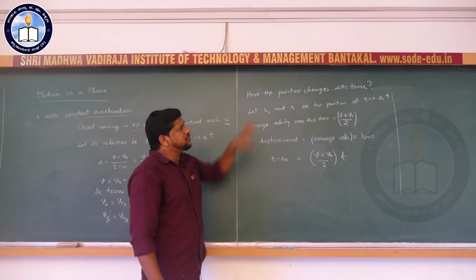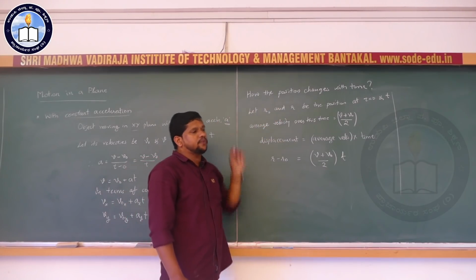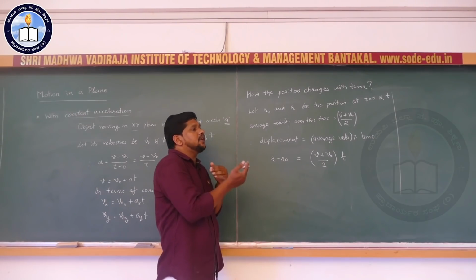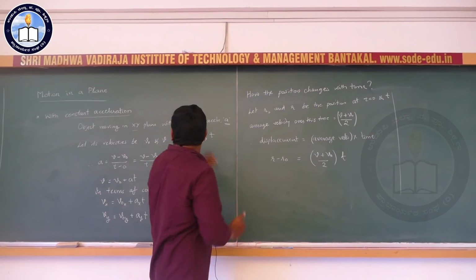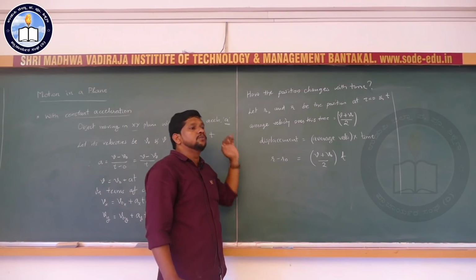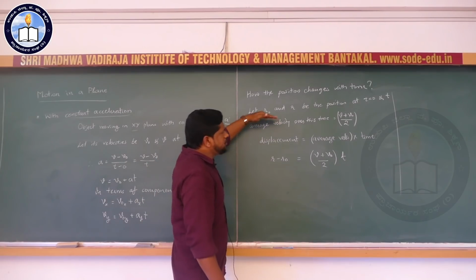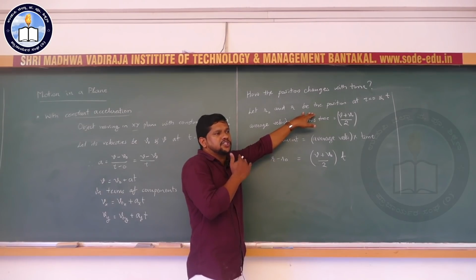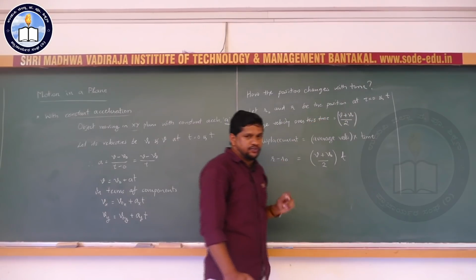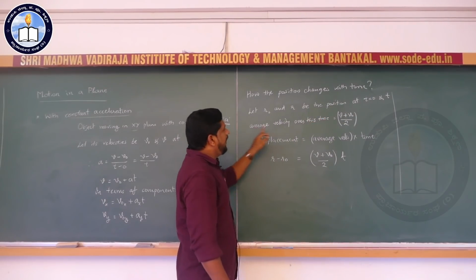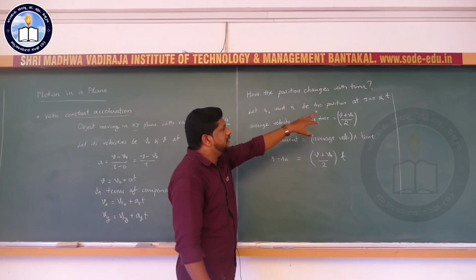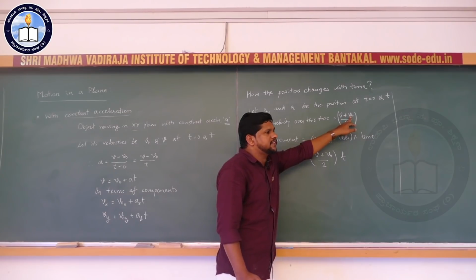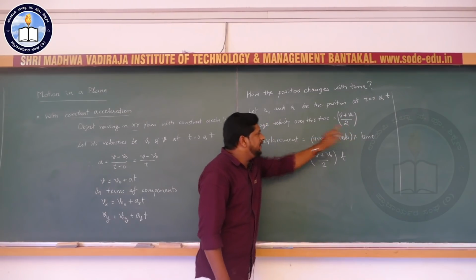Then how does the position of the particle change with time? How can one analyze or explain the change in the position of a particle moving in a plane with constant acceleration? Let me choose r0 and r to be the positions of the same particle under consideration, moving in a plane, at time t is equal to 0 and t respectively. Then over this time interval, the average velocity will be equal to final velocity plus initial velocity divided by 2.